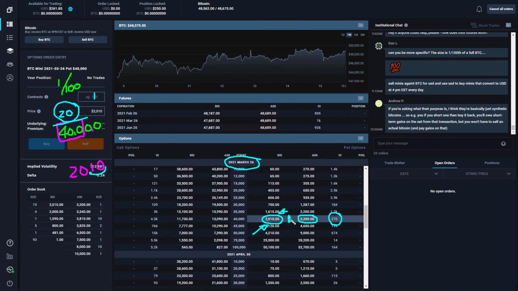So this is a conversion engine from US dollars to Bitcoin through the strategy that we talk about in this program of selling cash secured puts.